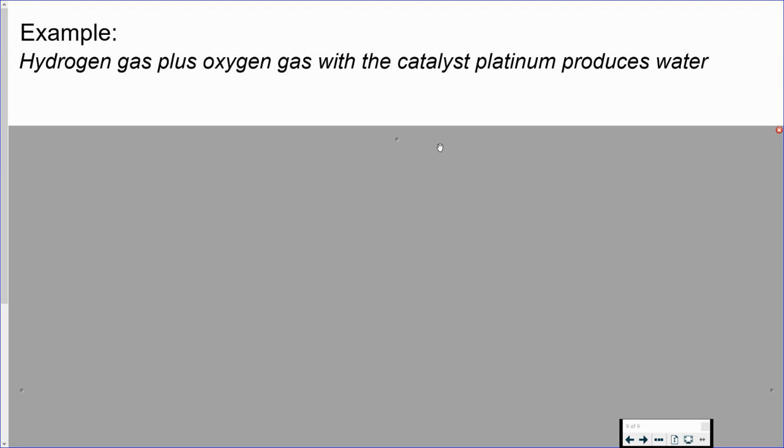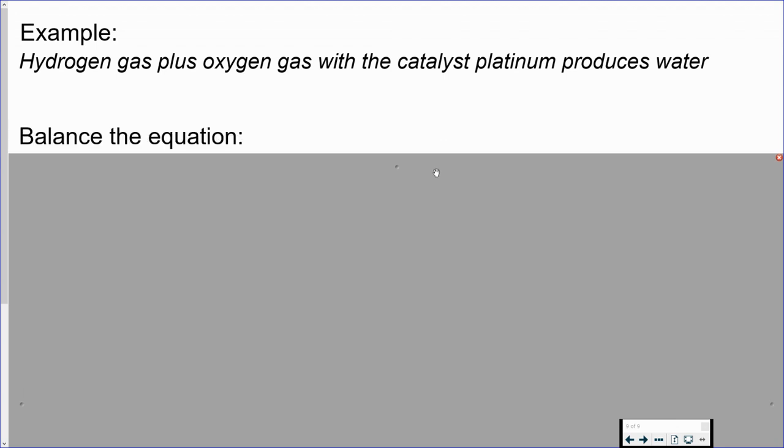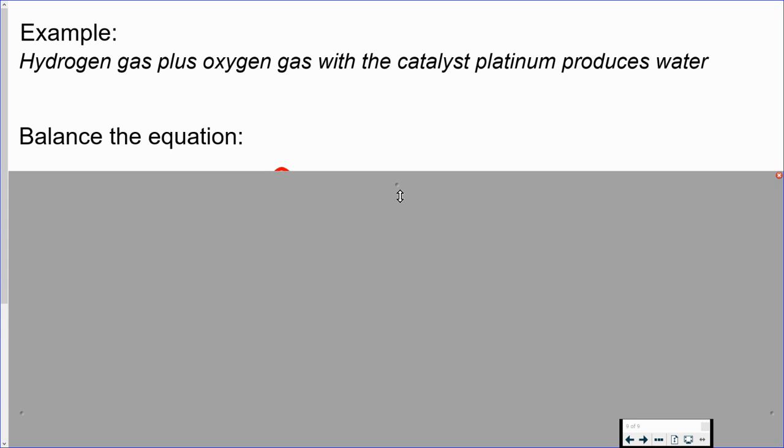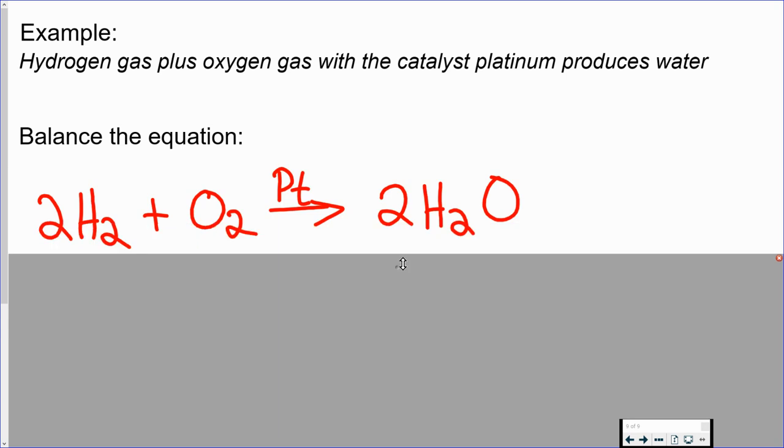The problem that you guys are asked to do is going to be hydrogen plus oxygen gas with the catalyst of platinum produces water. So I'm going to count down. It's going to be 3, 2, and 1. You might notice that I have the balanced chemical equation right here. Hydrogen gas plus oxygen gas, so that's why they have the 2's. They are diatomics. They have to be placed together.